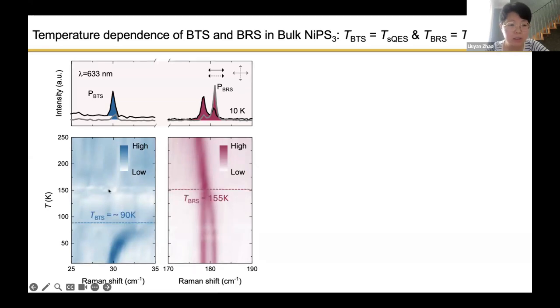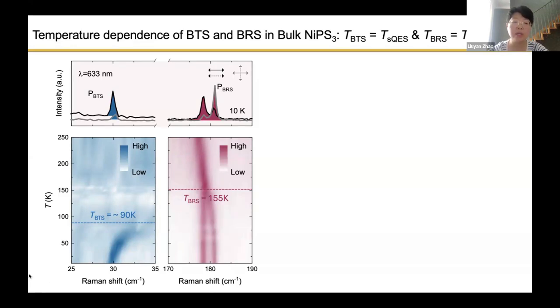So what you can see is that for the rotational symmetry breaking feature, it starts as one single mode at high temperature and splits into two modes. That's where the rotational symmetry breaking is noted. And this critical temperature is around 155 Kelvin, close to the Néel temperature assigned in the literature. Okay, but then the translational symmetry breaking mode was absent all the way down to about 90 Kelvin. And this 90 Kelvin was actually close to the spin fluctuation suppression temperature that we said before, right?